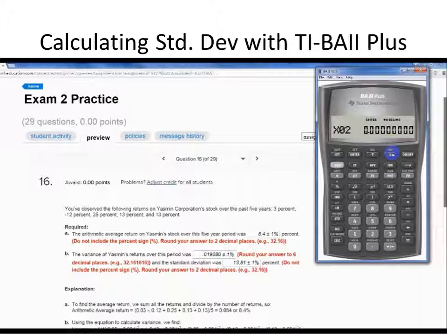Arrow down. x02 is 12%, but it's negative, so we say 0.12 plus minus, enter. Arrow down. Leave y02 alone because we're only looking at 1 stock. Arrow down again. The third year is 25%. 0.25, enter. Arrow down. Y03 we leave alone. Arrow down. The next year is 13%. 0.13, enter. Arrow down. Leave y04 alone. And our final year is also 13%, so 0.13, enter. Now we have all the data in there.